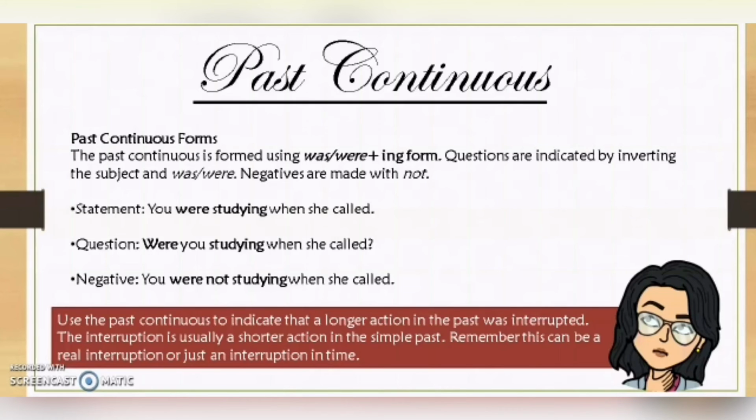Well, we use past continuous to indicate that a longer action in the past was interrupted. The action is finished, okay? The interruption is usually a shorter action in the simple past. Remember, this can be a real interruption or just an interruption in time. For example, you interrupt your study time to answer a question. In this case, it's part of the example. And that's the reason I say that you can be interrupted by time, okay?